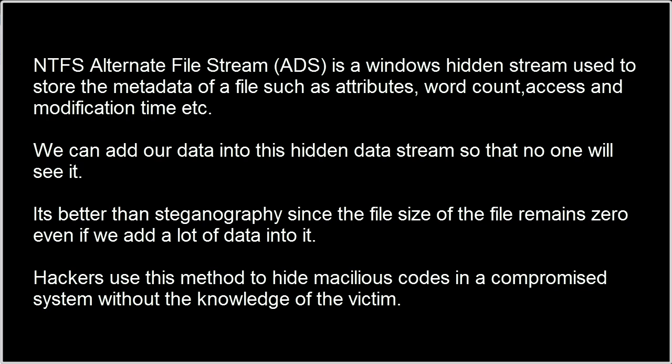In this video, I will show you how you can hide data inside NTFS Alternate Data Stream. The NTFS Alternate Data Stream is basically a Windows hidden stream which contains metadata for the file, such as the attributes, word count, the author name and access and modification time of these files. So, how it is going to be useful is that we can hide our data inside a file.